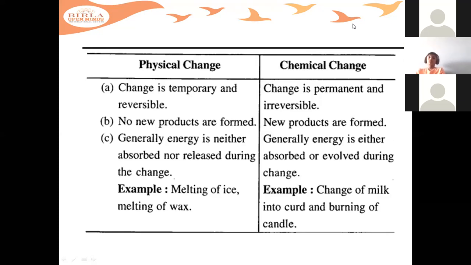So what is a chemical change? Is this change reversible or irreversible? Firstly, you have to think that. Is this change a reversible change or an irreversible change? So usually chemical changes are irreversible, meaning they can't revert back. We can't bring them back into the normal state as they were.